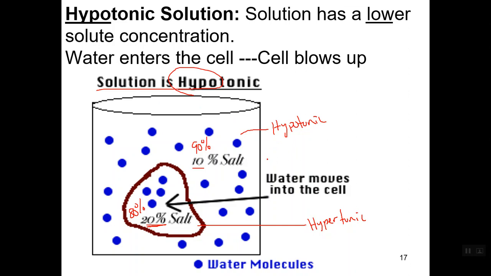Well, which way does water move? Well, there's a higher concentration of water outside the cell. There's a lower concentration of water inside the cell. So water will move into this particular cell from a higher 90% to a lower 80% concentration. And in this case, whereas the other cell would have shriveled, this cell could potentially explode. It could pop.